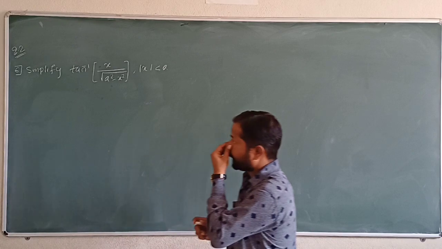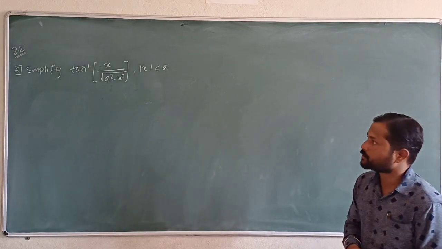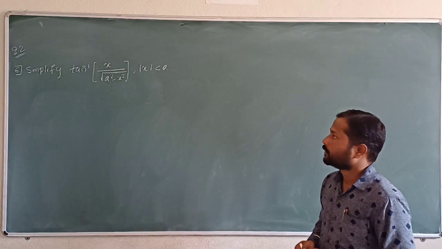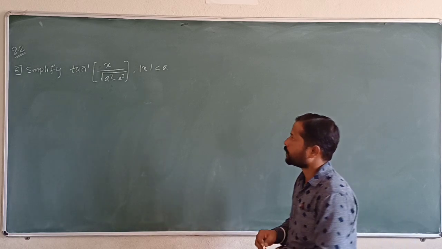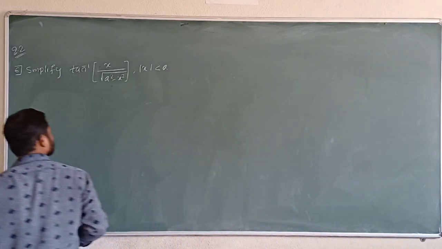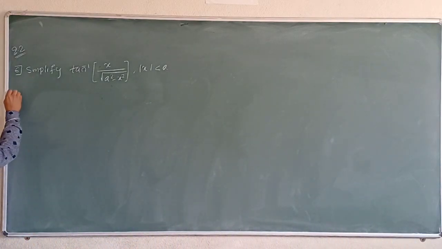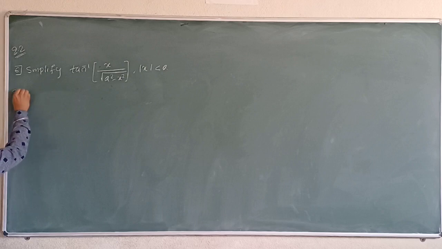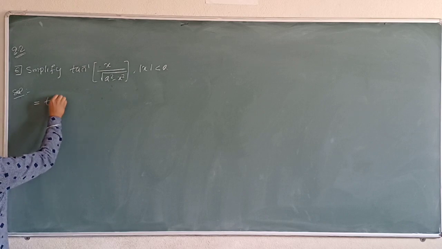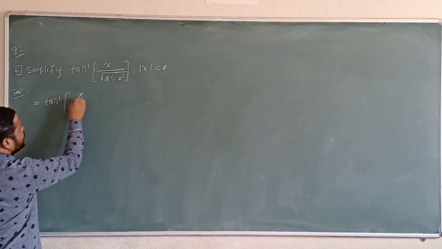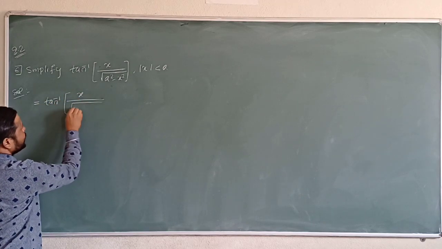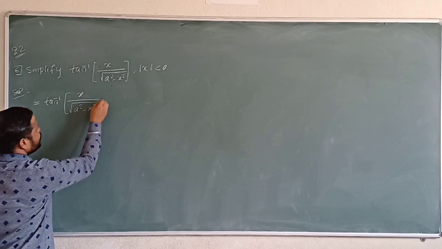Okay. Exercise 2.2, relations and functions. That is question number 6. Simplify: tan inverse of x divided by square root of a square minus x square. Solution. Take the question again: tan inverse of x divided by square root of a square minus x square.